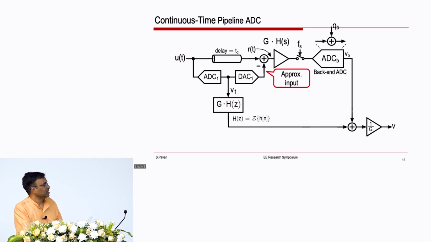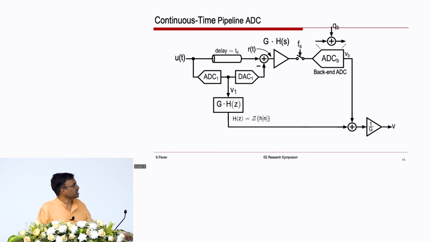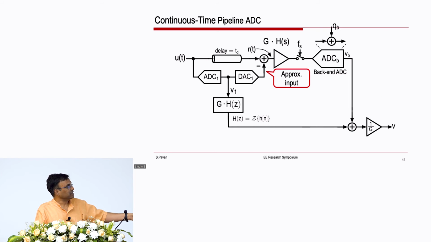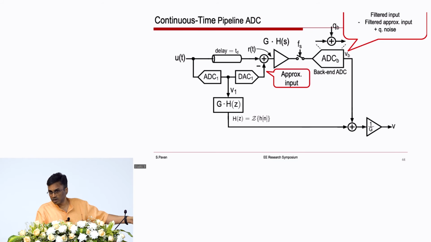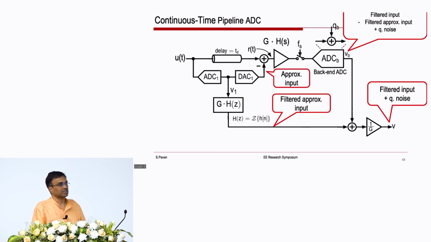Now, some intuition. This is the input to be digitized. This is the digital approximation to the input, and therefore, the output at the back has the filtered input minus the filtered approximate input plus quantization noise. Now, the approximate input is also available digitally here, and therefore, when you add this to that, the filtered approximate input goes away, and what you get is the filtered input plus the quantization noise.